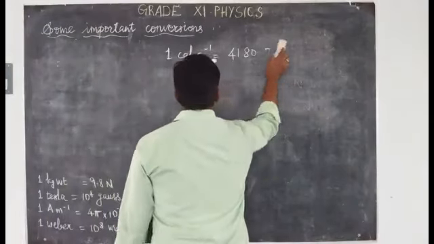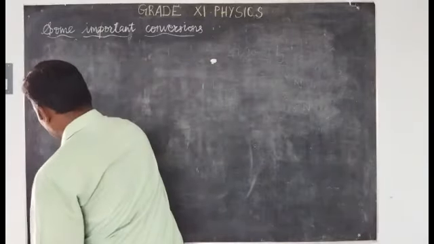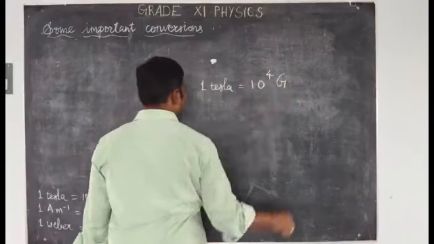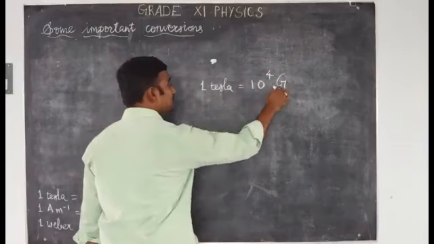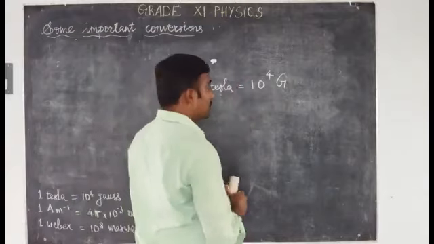Next conversion of unit is Tesla in a magnetic field. Tesla is a unit to represent magnetic field. So 1 Tesla is equal to 10 to the power 4 Gauss. This is SI system of unit. This is CGS system of unit. So 1 Tesla is equal to 10 to the power 4 Gauss.